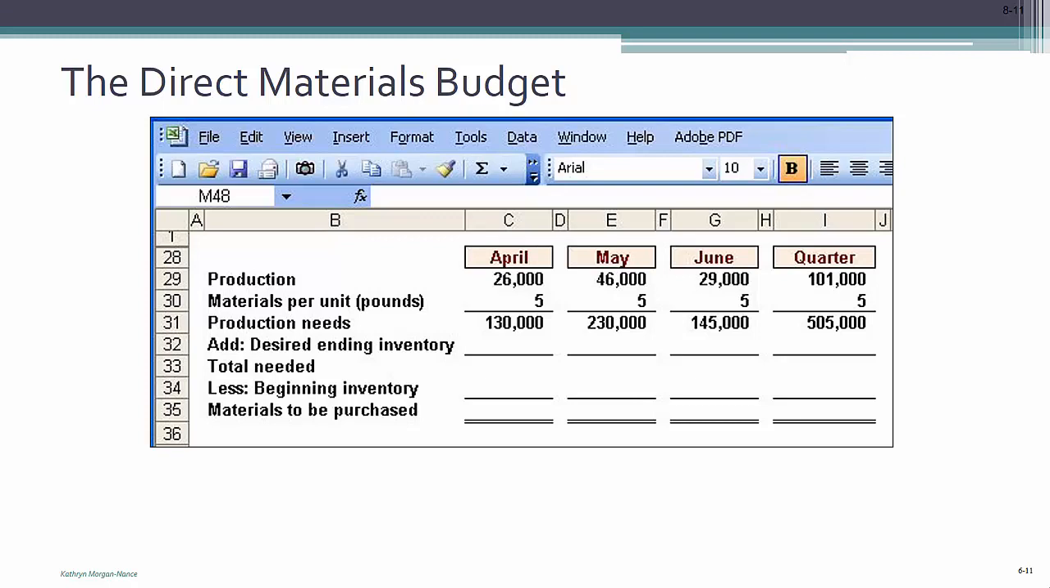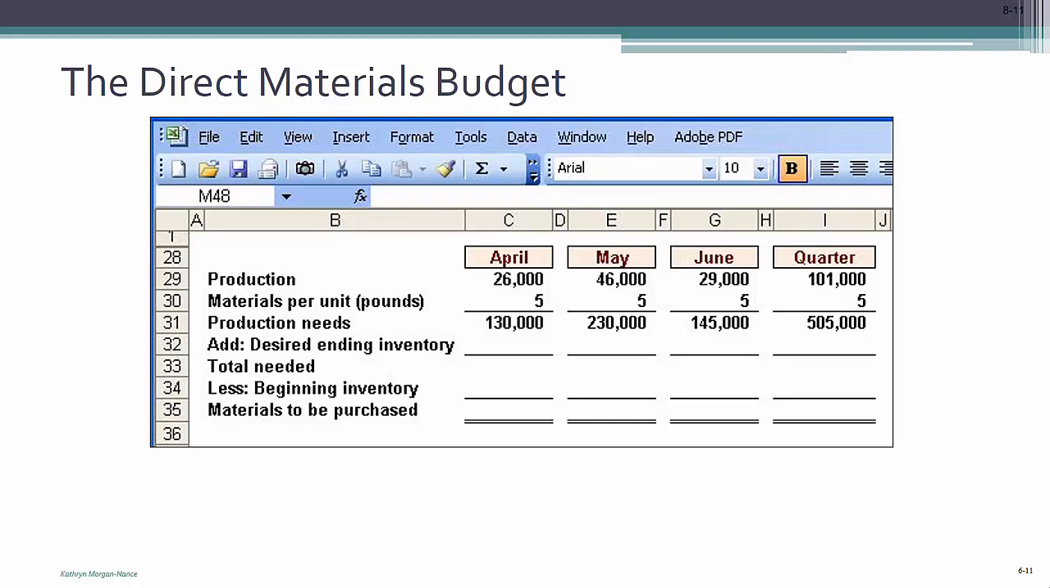In other words, we must calculate the monthly and quarterly production needs, which in this case are stated in terms of pounds of direct material. Multiply finished goods production by 5 pounds of direct materials per unit to come up with the pounds of direct materials needed to support production. For April, for example, 26,000 units times 5 pounds per unit equals 130,000 pounds of materials.